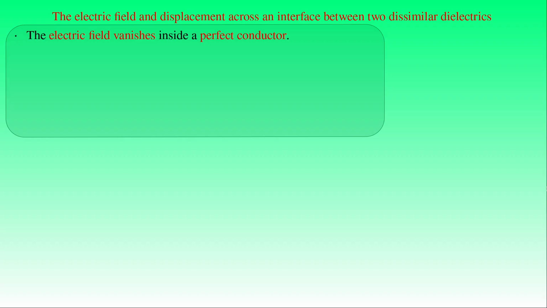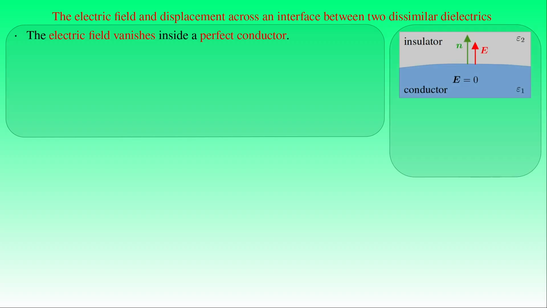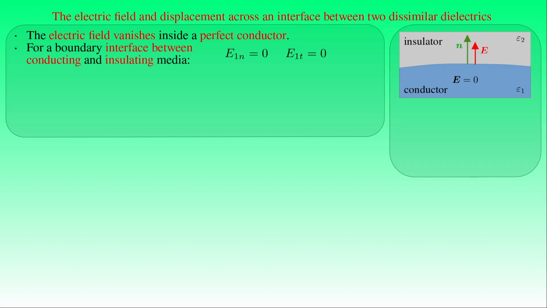As already mentioned in the case of the boundary condition imposed on the tangential component of the electric field, the field vanishes inside a perfect conductor. If we suppose that one of the media separated by the boundary interface is a perfect conductor, for example the one with the dielectric constant epsilon 1, then both the normal and the tangential components of the electric field are equal to 0 within that material. The matching condition tells us that the normal component of the electric field E1 is given by the ratio of epsilon 2 to epsilon 1, times the normal component of the electric field E2 outside the conductor. Here the normal component of the field E1 inside the conductor vanishes.